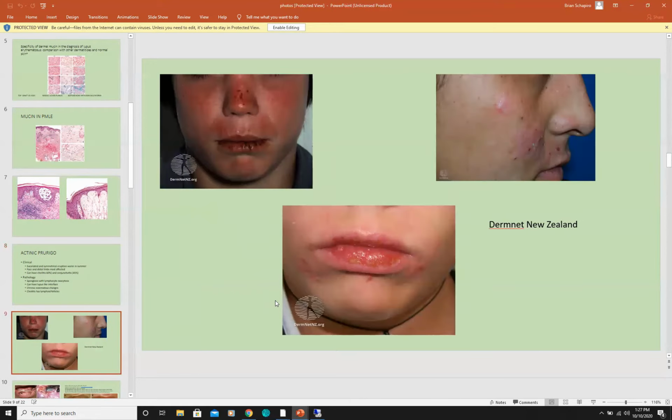So here are some pictures of actinic prurigo. This one is the characteristic distribution on the cheeks and above the lips. Here is a later lesion. And here is some of the cheilitis that you see. And these are all from DermNet New Zealand, which is an excellent resource for clinical and some histologic pictures on the net.